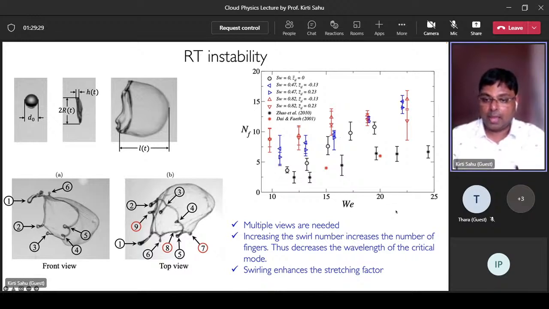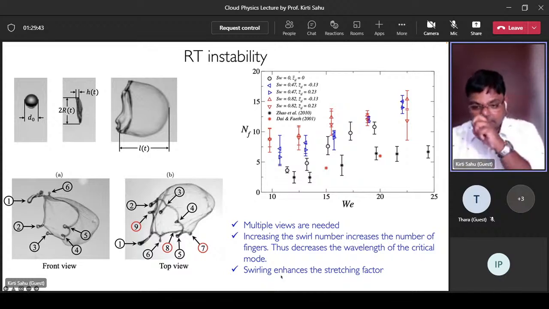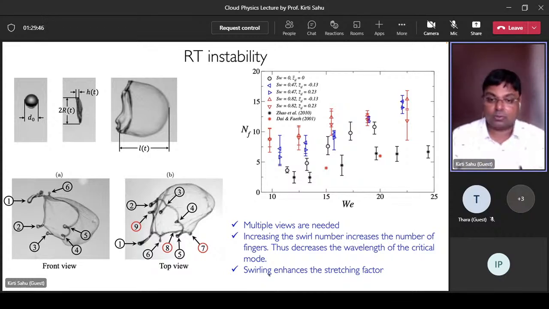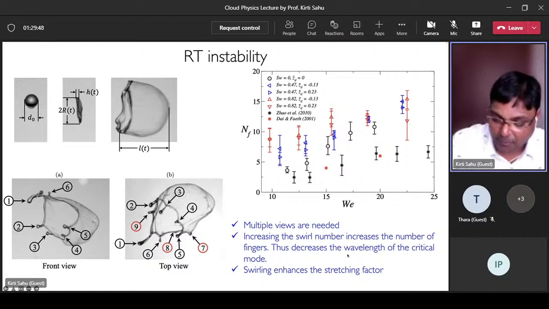And thereby it decreases the wavelength of the critical modes. So if the number of fingers increases, the wavelength between these nodes will decrease, and swirl flow essentially enhances the stretching factor, because increasing the swirl will increase the number of fingers.